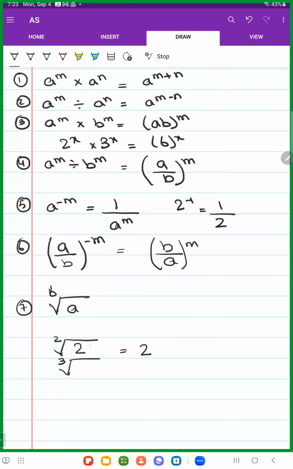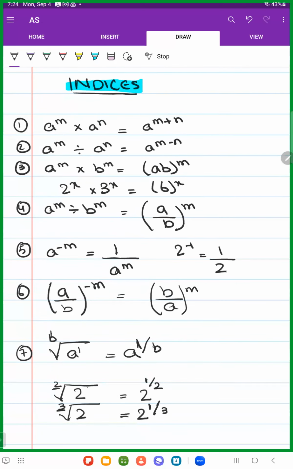Whatever the power of 2 is, comes over here in the numerator. So the power of 2 is 1, and the 2 of the root sign comes in the denominator. So 2 to the power half. Similarly, if I have cube root of 2, again the power of 2 is 1 and the power of the root sign is 3, so that comes in the denominator. Similarly over here, a is my base, the power of a is 1 and the power of the root sign is b. So b comes in the denominator. Are you guys clear till here?